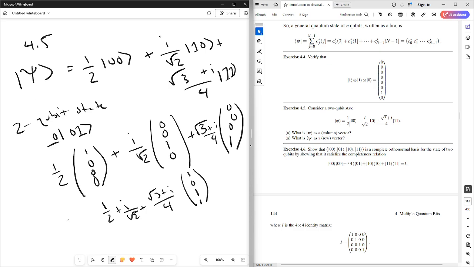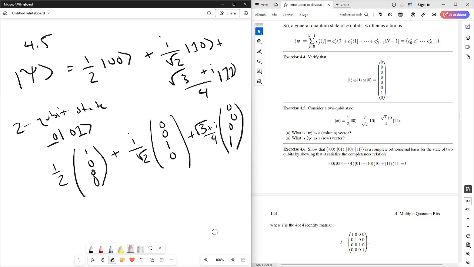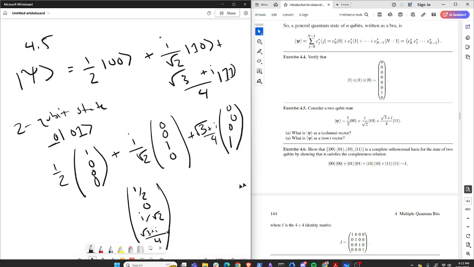No, actually, that is not what they have. They simply distribute these into the vector before they add them. So 1/2, 1. So we wind up with 1/2, 0, i over square root of 2, and then square root of 3 plus i over 4. There we go. All right.